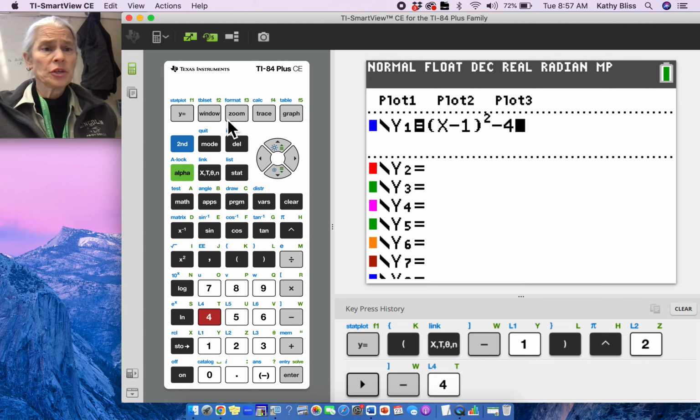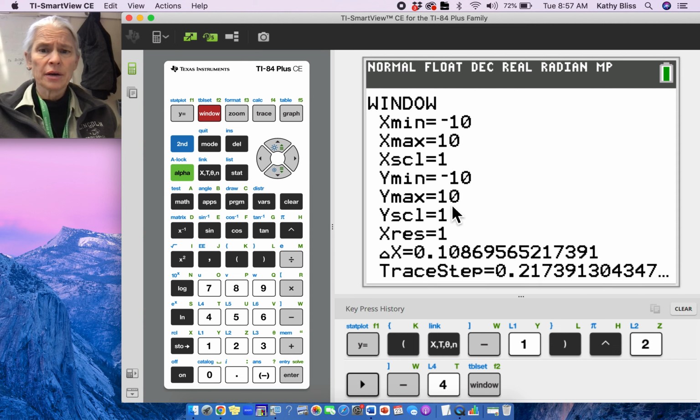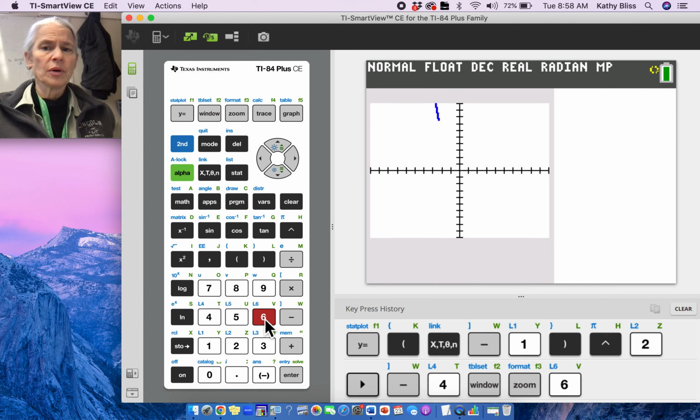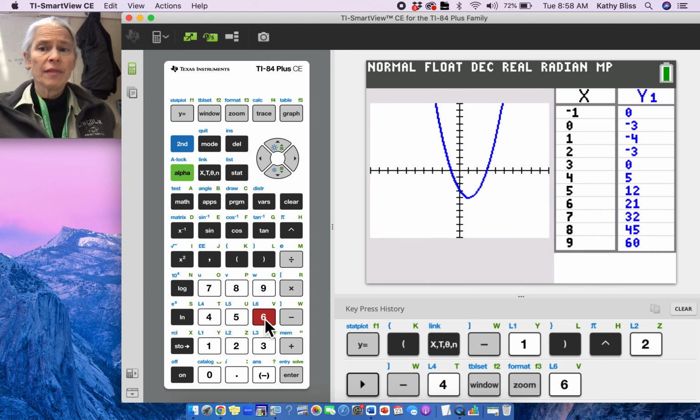Now, you want to make sure your window is set properly if you can't see your graph. So you can go to window and check here to make sure that you have a 10 by 10 grid. The other thing you can do is go into zoom and go standard, and zoom standard will give you an automatic 10 by 10 grid, and there's your graph.